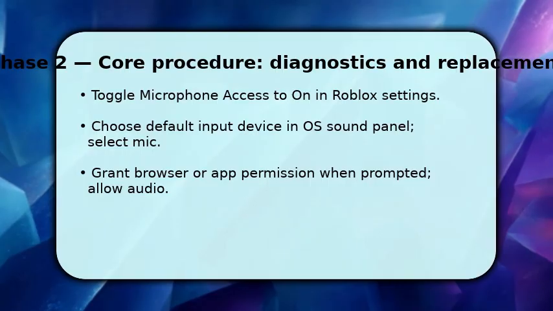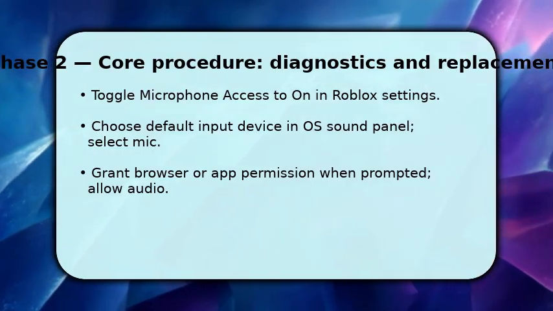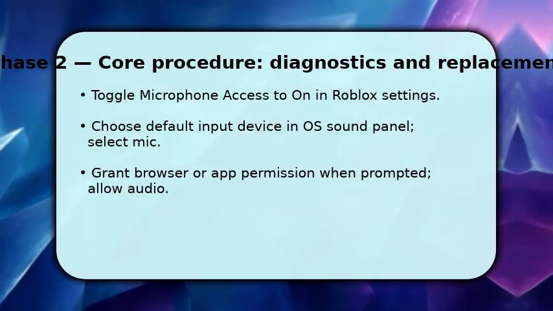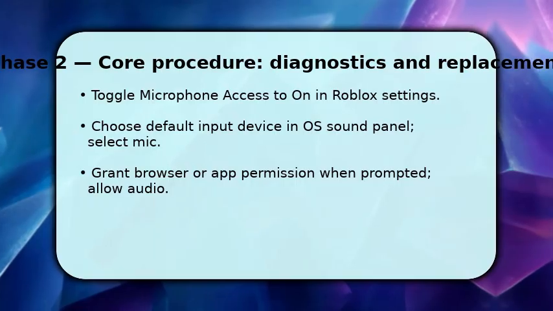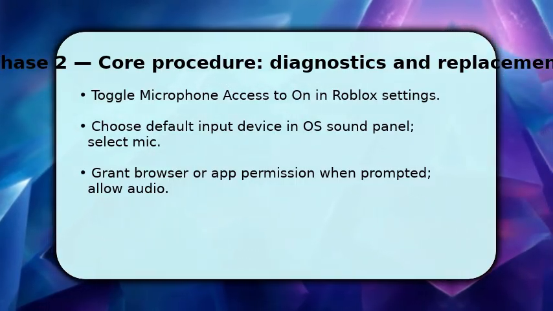Next, enable the in-game switch. Toggle microphone access to on within Roblox settings and pick voice or voice chat as needed. Then make sure your operating system uses the correct input device. Open the sound panel and set your microphone as default.